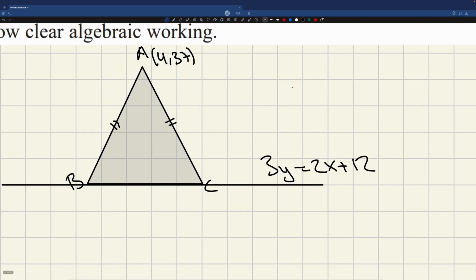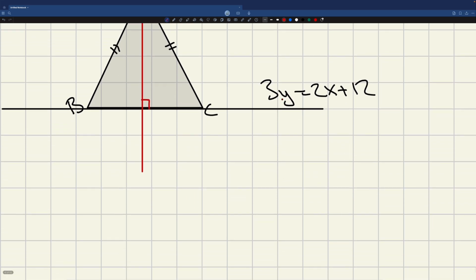Now, obviously, the line of symmetry is this line. Now, you might remember from properties of isosceles triangles that between the line of symmetry of a triangle and its base, there will always be a 90-degree angle. And so this is the idea that we will be massively using in this problem. So, now we know that the equation for the base is 3y is equal to 2x plus 12. So why not find the perpendicular to that equation?